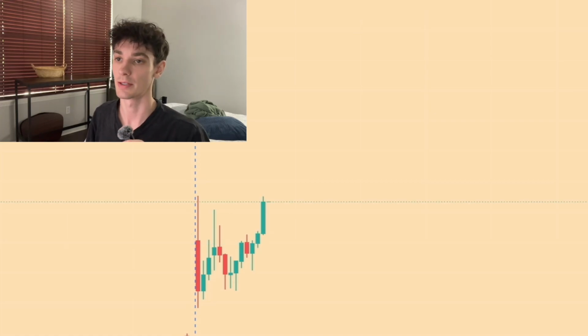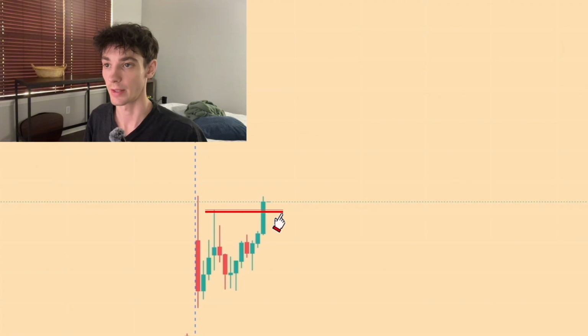Within 10 minutes, price hit my 1-to-1 target. At that point, I'm not guessing. I already know what I'm doing. I sell half of my position and lock in profit. Now the rest of the trade is just management.